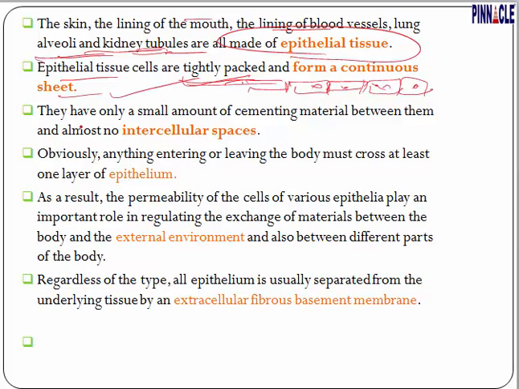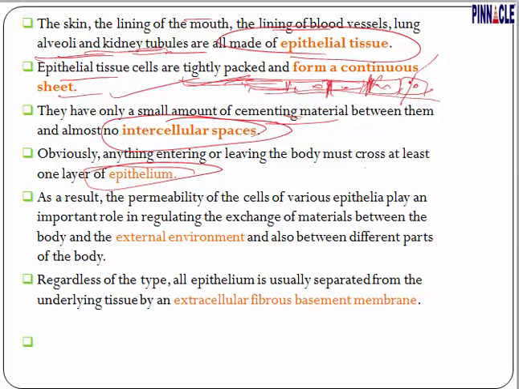Obviously, they have only a small amount of cementing material between them and almost no intercellular spaces. So this is a small amount of intercellular cementing material, but there is hardly any space we can observe. Anything entering or leaving the body must cross at least one layer of epithelium, and this is the lining on every organ. It means if any foreign substance enters our body, it will have to cross this epithelium.